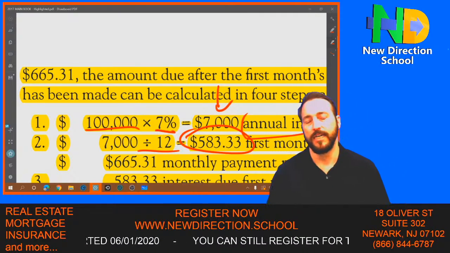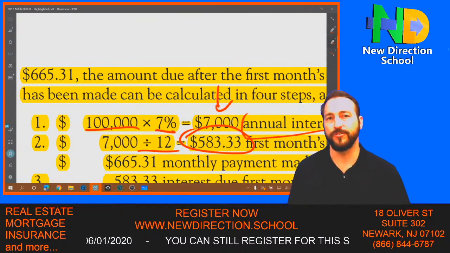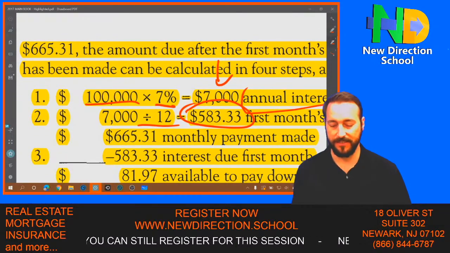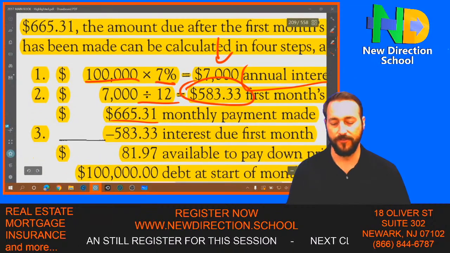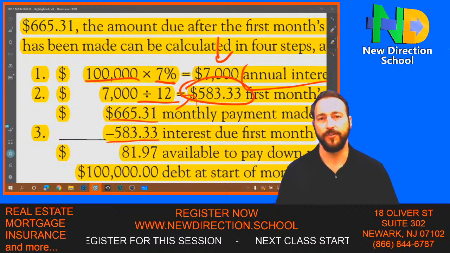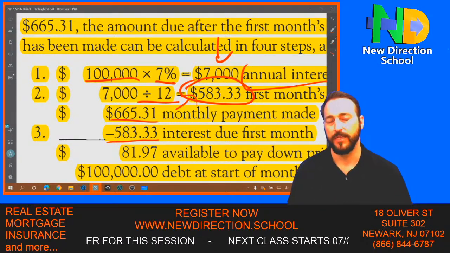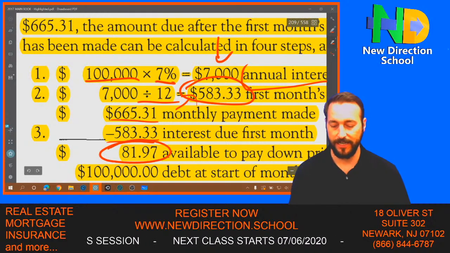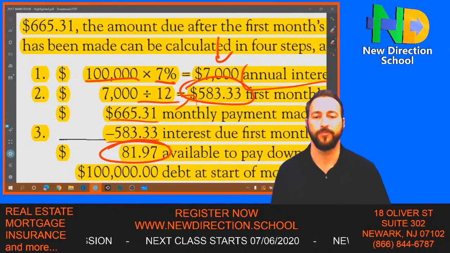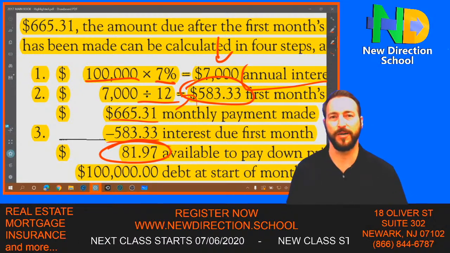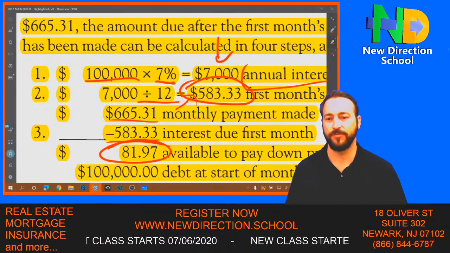If they ask you guys, what is the balance? I mean, how much of this payment went towards principal? Easy. We already know that the monthly payment is $665.31. We just figure out the interest of $583.33. Then your first month's payment out of $665.31, $81.97 went towards the principal. Not bad, right? You pay $665, $82 to go towards the principal. Not bad at all.